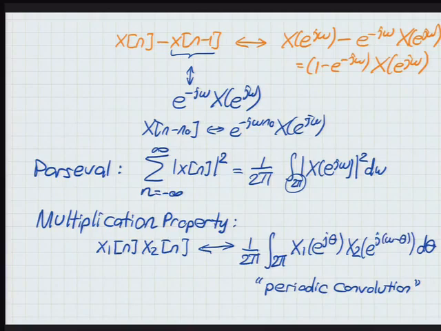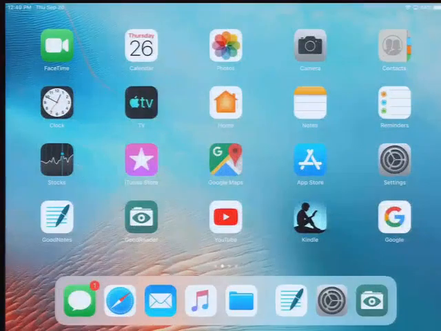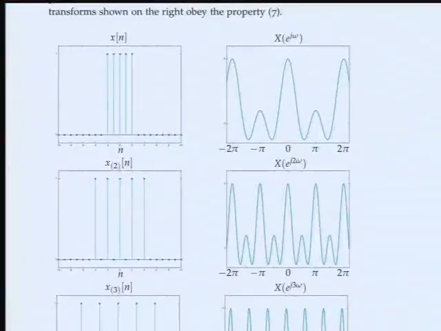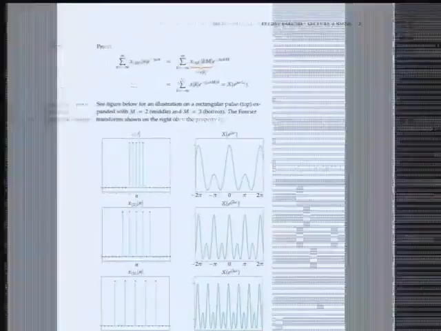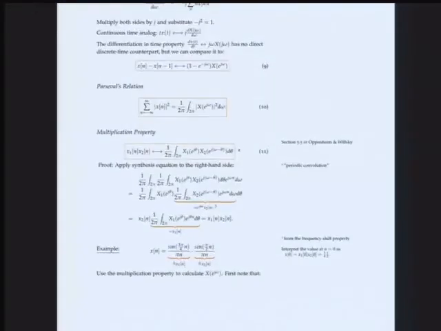Okay, so we'll see an example of this in a second. And while I have to make a call here, I guess I will choose not to do the proof. Actually, I'll show you the proof. That's always easy, because that's what the notes are for. Okay, so this is the multiplication property.